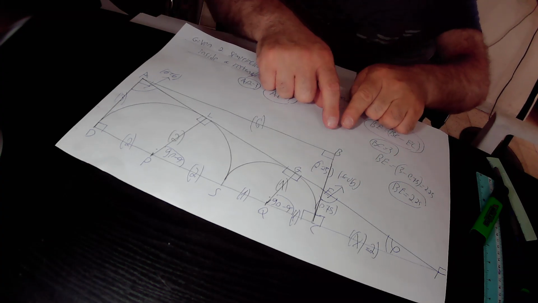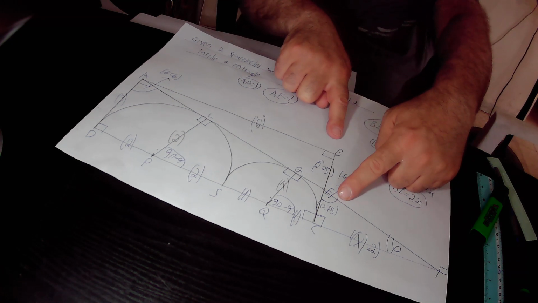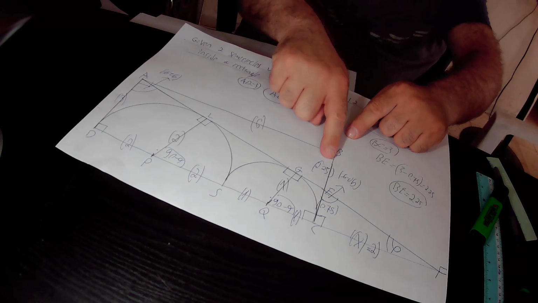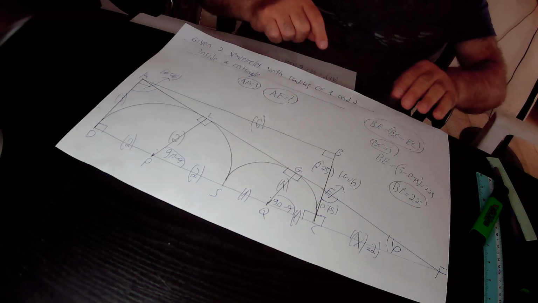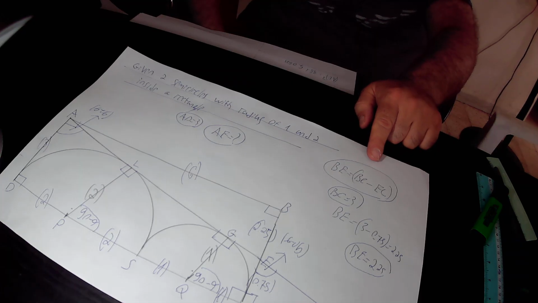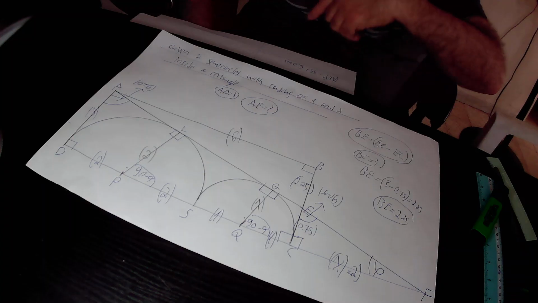What is the length of this missing line segment BE? The length of the missing line segment BE will be equal to BC minus EC. Again, BC minus EC equals BE. Repeat again, BE equals BC minus EC. What is the length of BC?